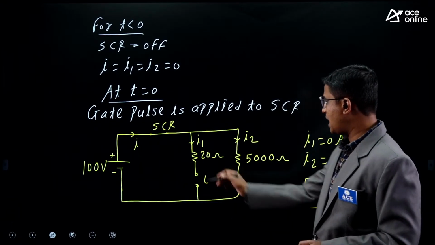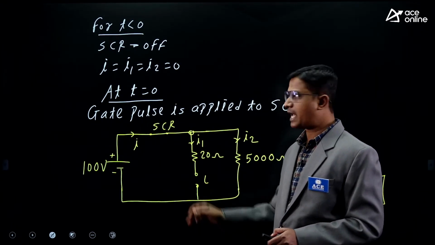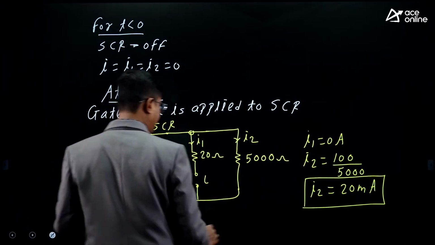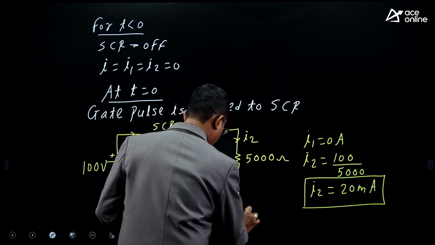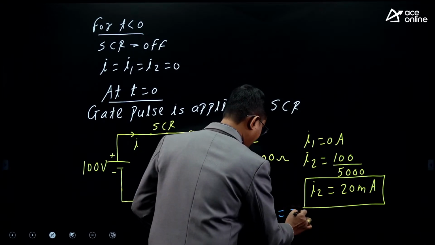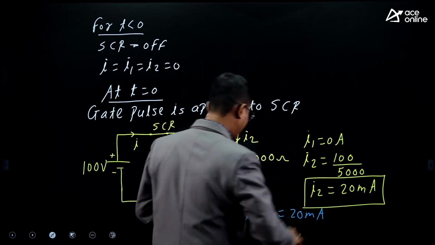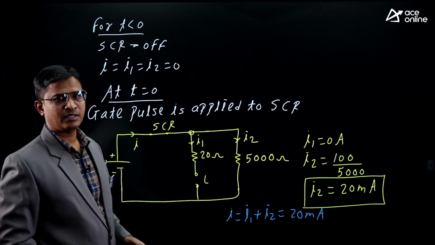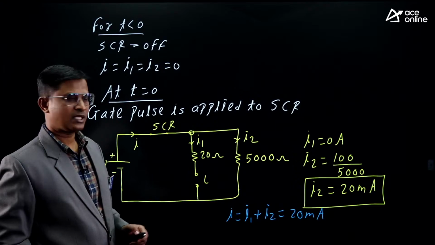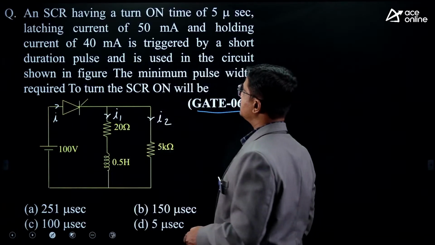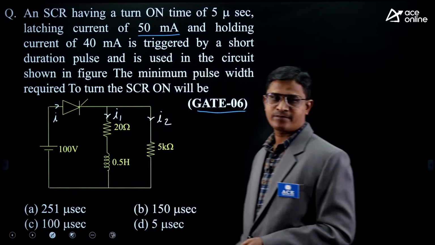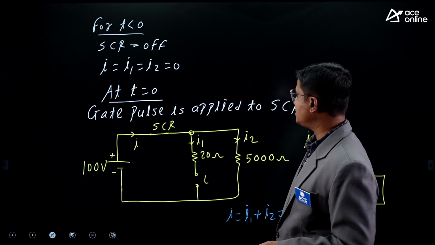I2 20 milliampere, what is I? Simply apply KCL here. You will get I equal to I1 plus I2. Alright. So therefore, what is I? I is equal to I1 plus I2. But I1 is 0. So it is 20 milliampere only. So SCR current is 20 milliampere. Now, if you check, my SCR is having the latching current of 50 milliampere, na? Right? Now, for t greater than 0, how is the circuit?